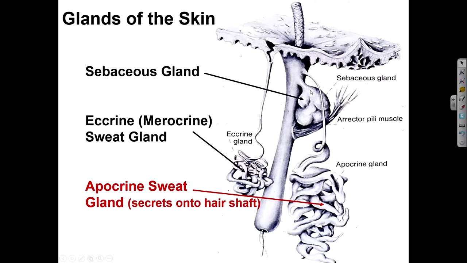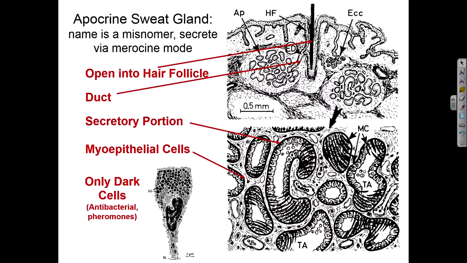Okay, and then the second of the sweat glands is the apocrine sweat gland, which also secretes by merocrine mode of secretion, and these are restricted to the axillary regions of the body, so the armpits, groin area, places like that. And they secrete onto the hair shaft, and of course the armpits and the groin area contain a lot of hair, so it kind of makes sense. And these consist of just one cell type, a dark cell, which is thought perhaps to have a residual pheromonal function, probably that has no real significant function in humans, but maybe in other animals that secrete pheromones for marking of territory, things like that, these cells could be more active. And they open onto the hair shafts in the axillary regions.